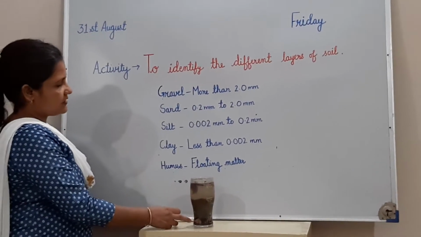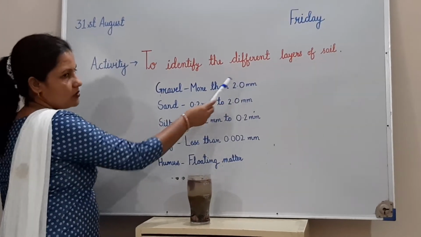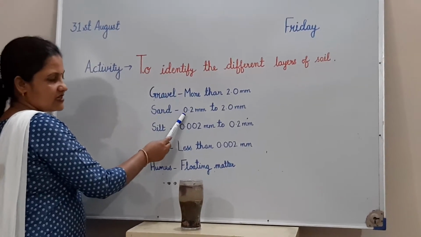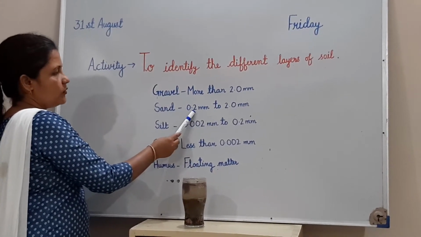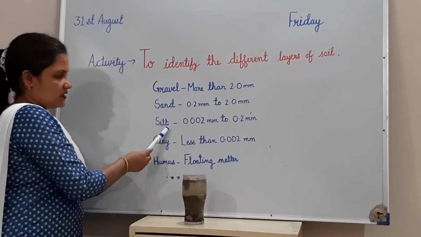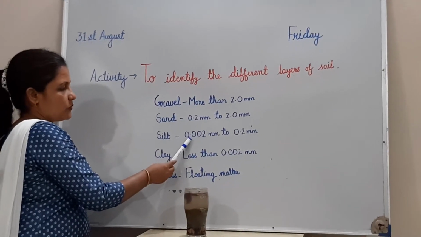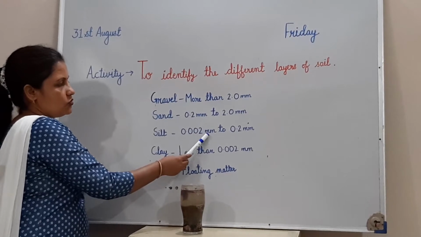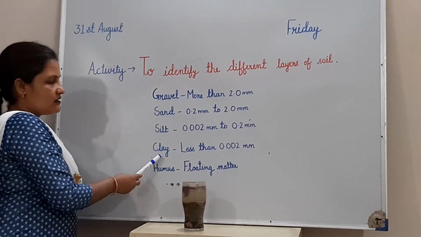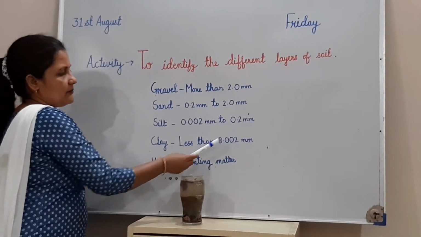The lowest layer is the gravel and it has a size of more than 2.0 mm. Then there are the sand particles. The size of the sand particles varies from 0.2 millimeter to 2.0 millimeter. Then the third layer is of silt, having particle size ranging between 0.002 millimeter and 0.2 millimeter. Then there are the clay particles having size less than 0.002 millimeter.